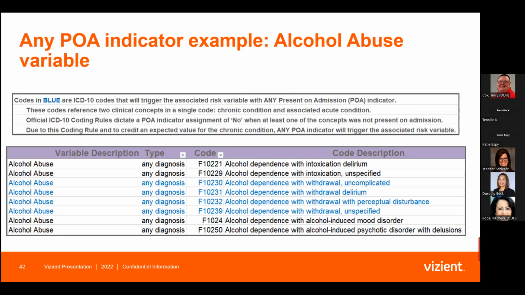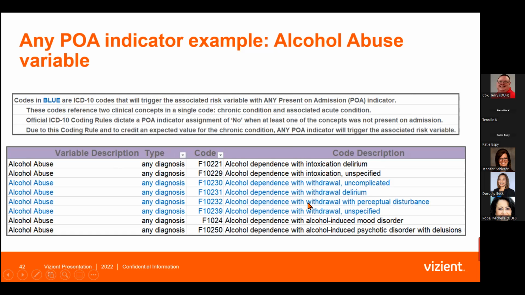And when we look at this in the variable definitions document, what you're seeing here now is that it's filtered for that risk variable of alcohol abuse on the left. And you can see that the ICD codes over on the right side are what define the variable. However, we made it very easy for you to recognize these codes. And now it is with that blue font. And if you see at the top there, the description, it will tell you that those ICD codes that are blue, we will take any POA indicator as a variable.